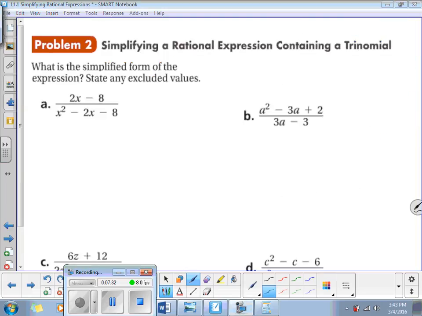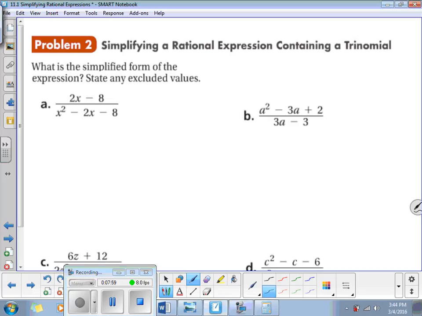Problem 2 is simplifying a rational expression containing a trinomial. For the first example, we have 2x minus 8 divided by x squared minus 2x minus 8. In the numerator, can I factor something out of there?